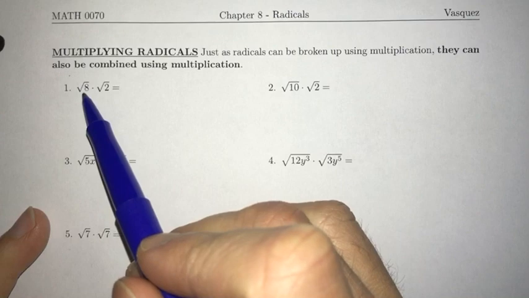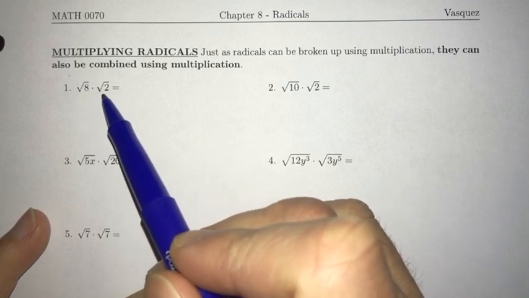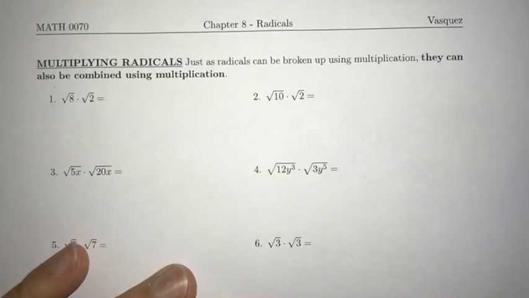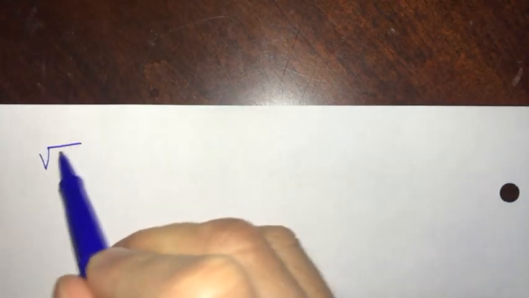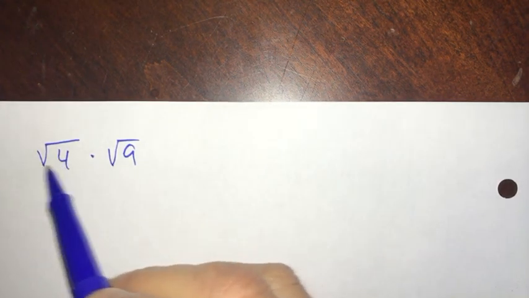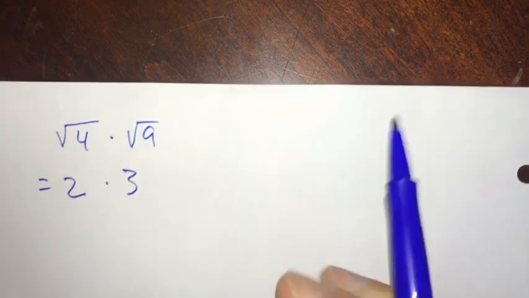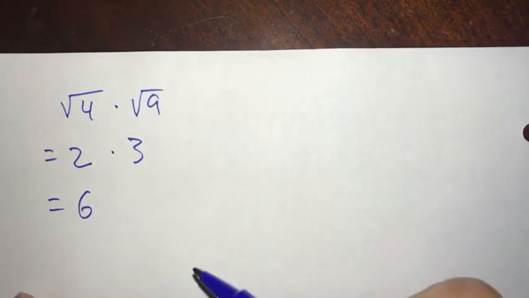Now, I just want to point out that we don't know what the square root of 8 is, and we don't know what the square root of 2 is, right? But let's look at another example. What if we did something like the square root of 4 times the square root of 9? Well, the square root of 4 is, of course, 2. The square root of 9 is, of course, 3. And 2 times 3 is 6.